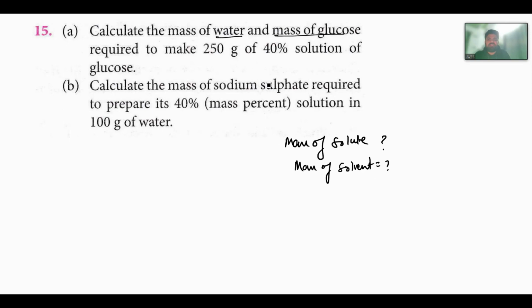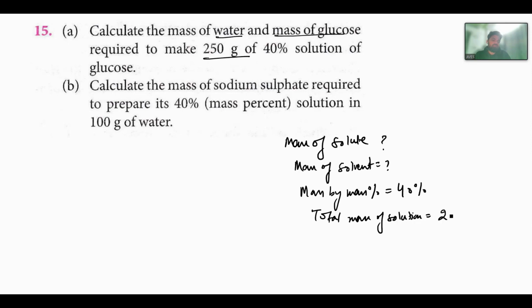What is being given to you? Mass by mass percentage, that is being given to you, is 40%. And the total required is to make 250 grams of solution. The total mass of the solution, it is given to you, that is 250.